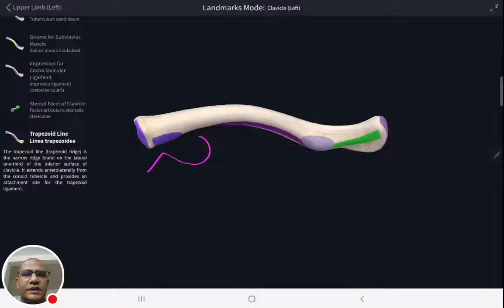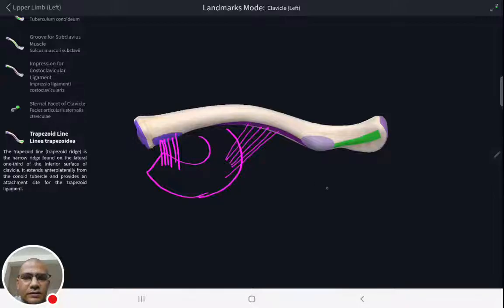Now we will see the important features on the inferior surface. I am drawing here the first rib so that we can see at the medial end there is a rough area for attachment of first rib and the clavicle. There is a ligament called the costoclavicular ligament. In the second part we can see the muscle going from first rib to the groove for subclavius.